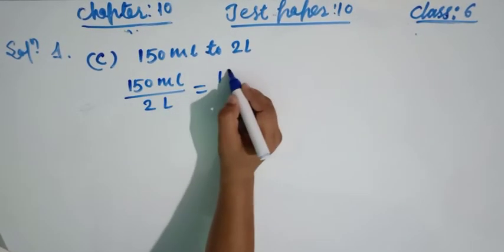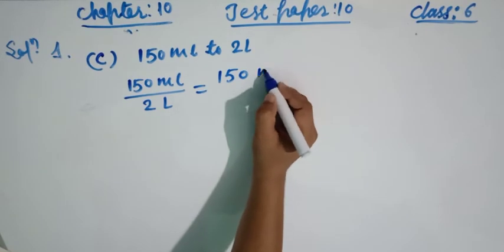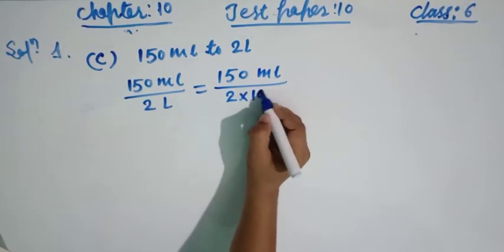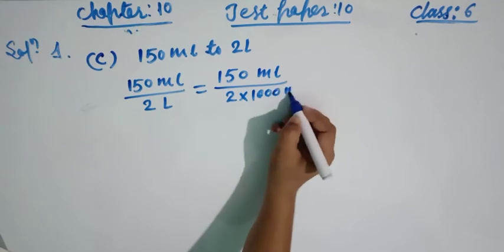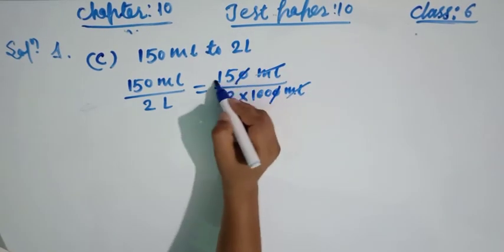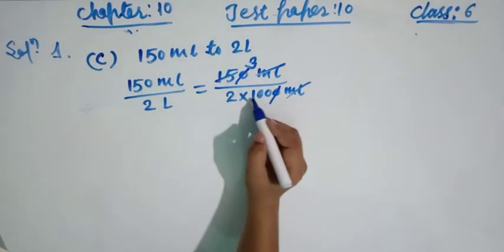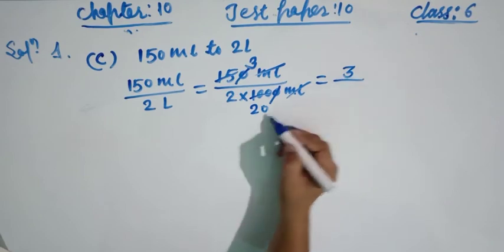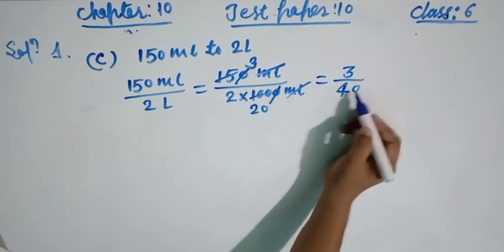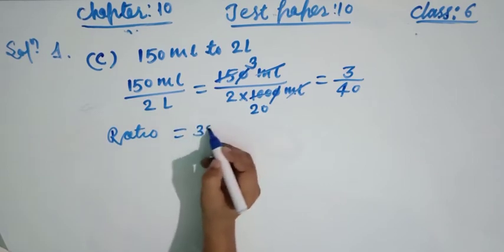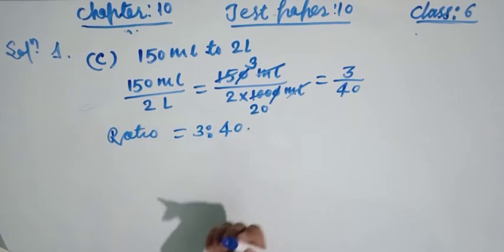You know that 1 liter is equal to 1000 ml, so 2 liters is 2000 ml. The ml will get cancelled, the 10 will get cancelled, and 5 twenty times will get cancelled, so 3 is up and 40 is downward. Now the ratio is 3 is to 40, so this is the answer.